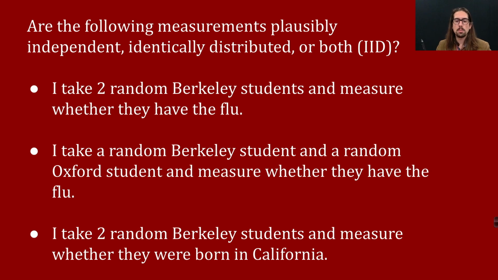Why? Because these two people are both Berkeley students, right? Flu is a contagious disease. So if I see that somebody has the flu, maybe that tells me that there could be an outbreak going on. And therefore, it's more likely if I draw another person that they will also have the flu. So this is one of the canonical examples of when variables, the same measurement taken across multiple people in a population, may not be independent.